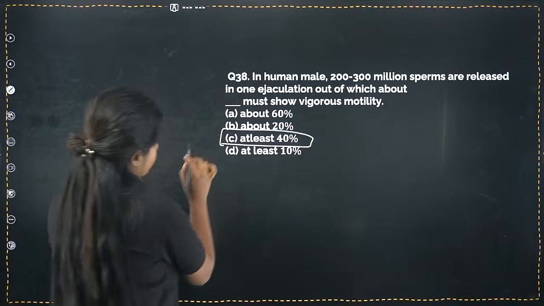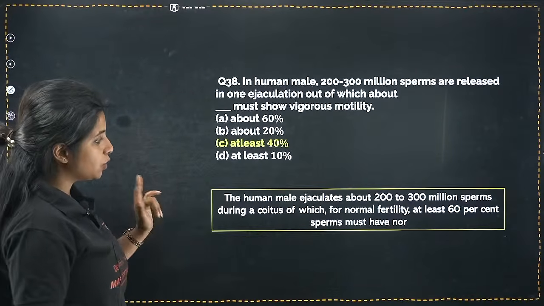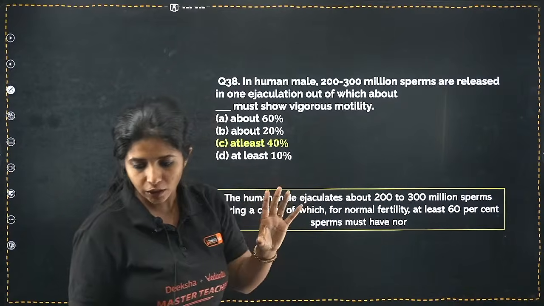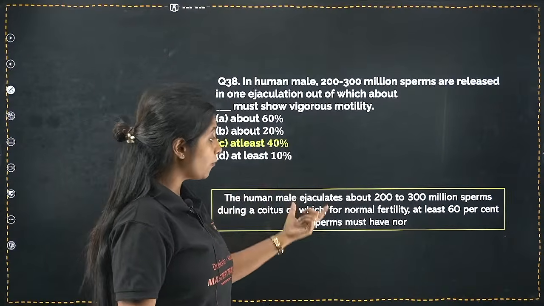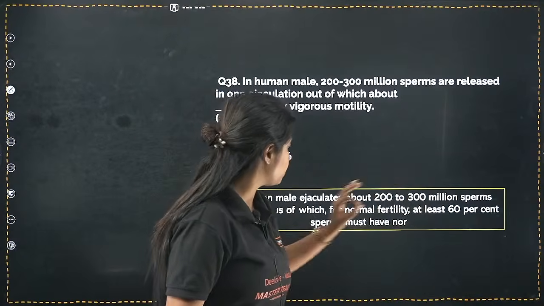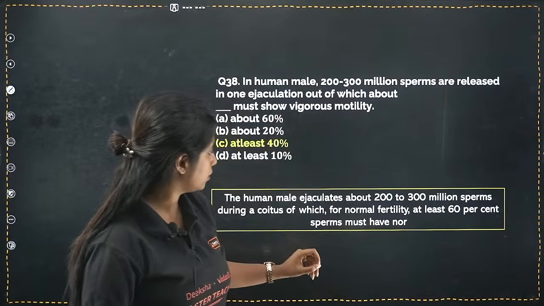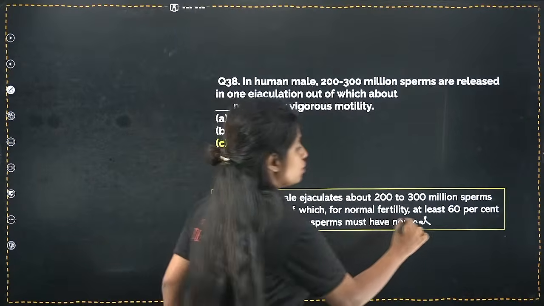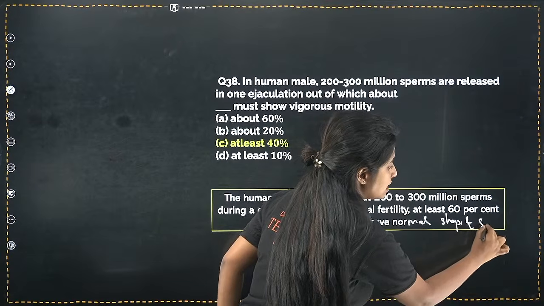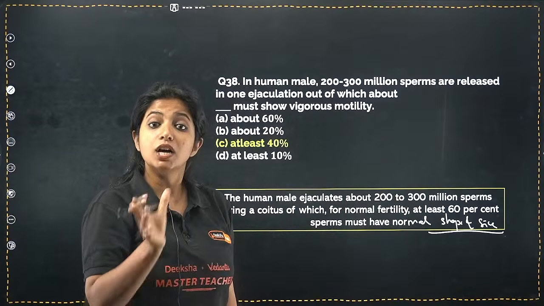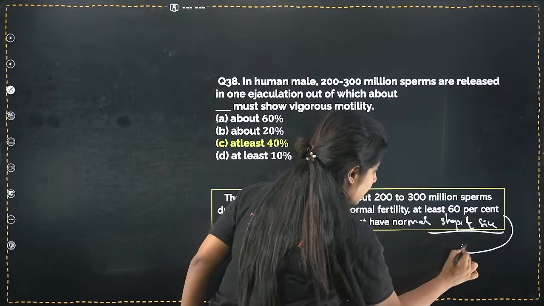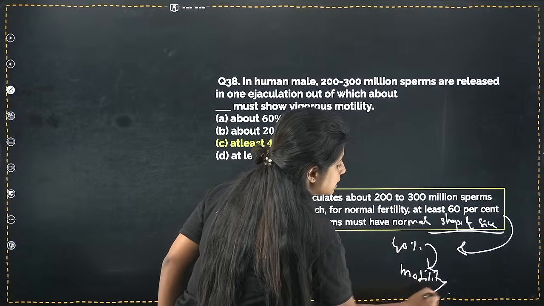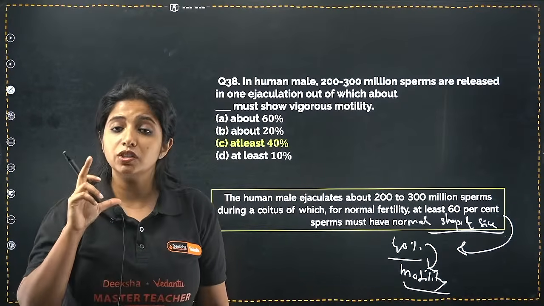Why C? Listen to me. In your NCERT, one line is given, and it goes like this. The human male ejaculates about 200 to 300 million sperms, not billion, million, remember that. During a coitus, of normal fertility, at least 60% sperms must have normal shape and size, and out of that 40% should be having vigorous motility. This is the statement that is given in your NCERT.